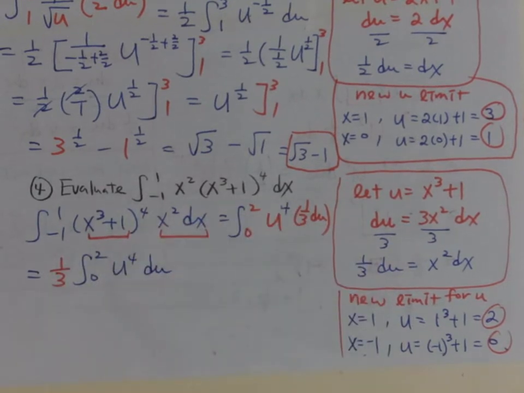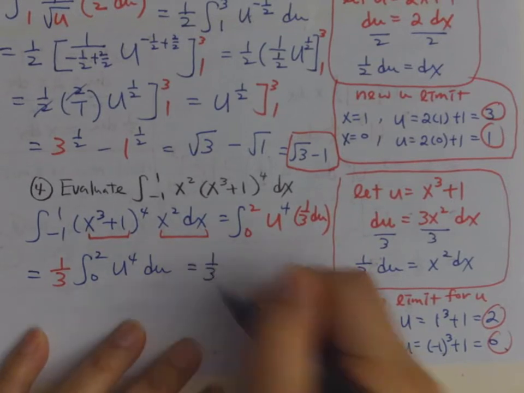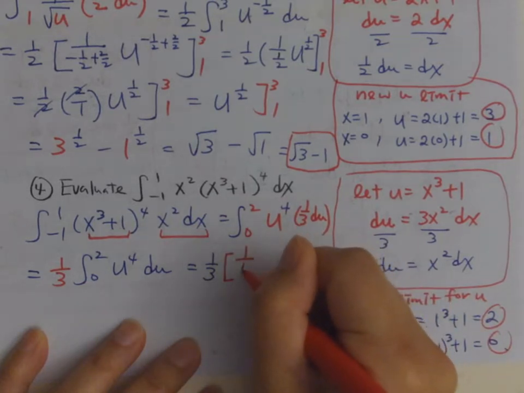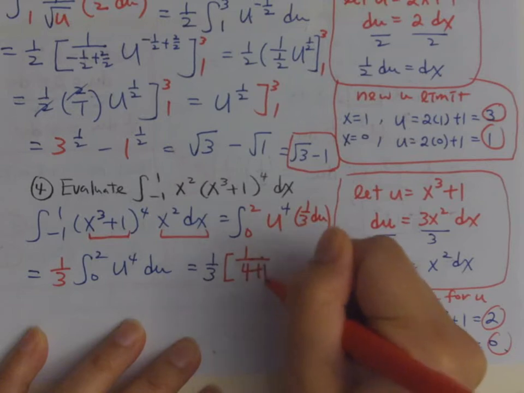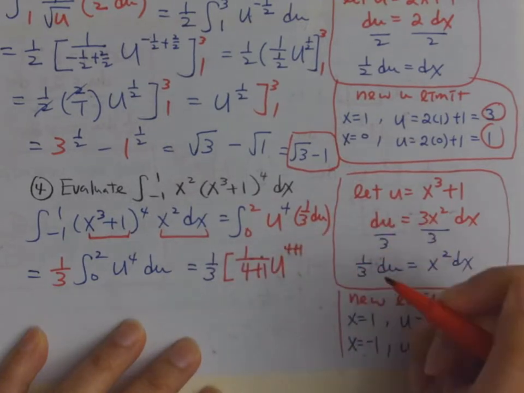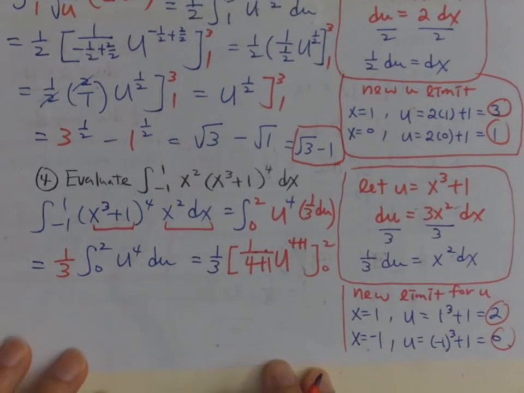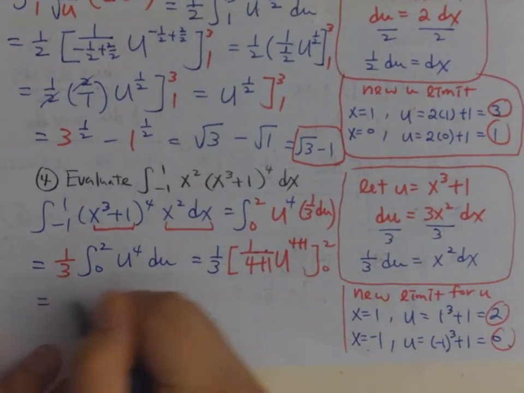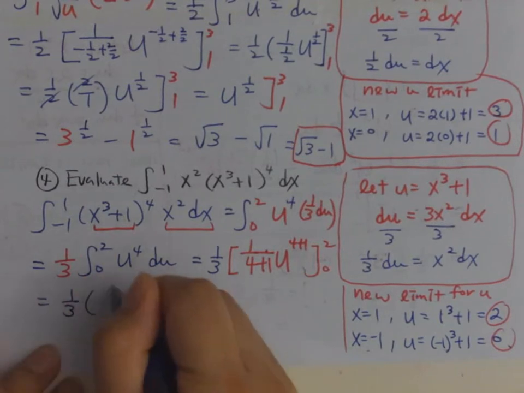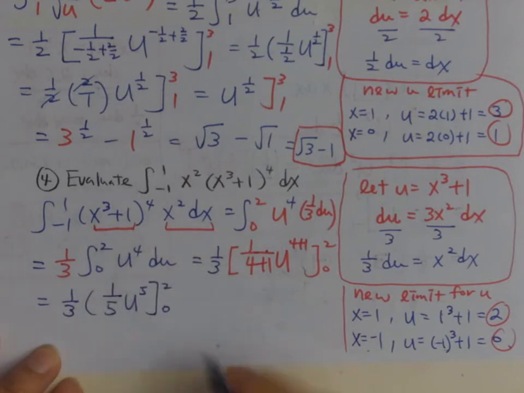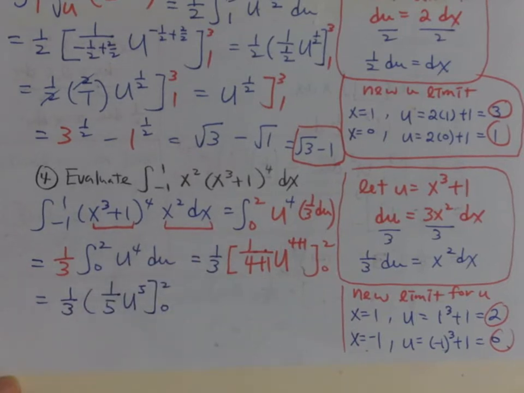Okay, let's see. Now we're ready to take the integral. 1/3, so this would be 1 over 4 plus 1, right? And then u to the 4 plus 1, sorry, it takes me one more step. And then 0 to 2. It's like 2 in the morning, I'm a little bit tired. Okay, so 1/3, this is 1/5 u to the 5th power, plug in 2 and 0, right? So I think we are ready to plug it in.